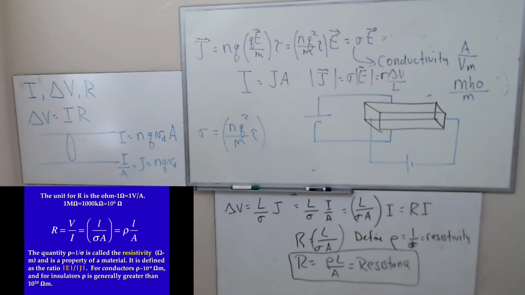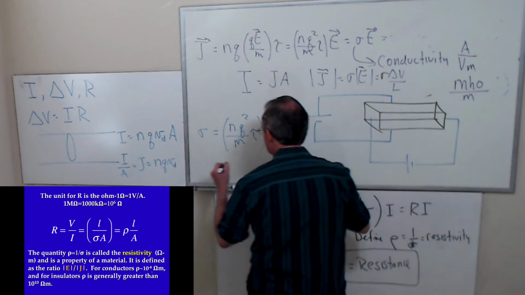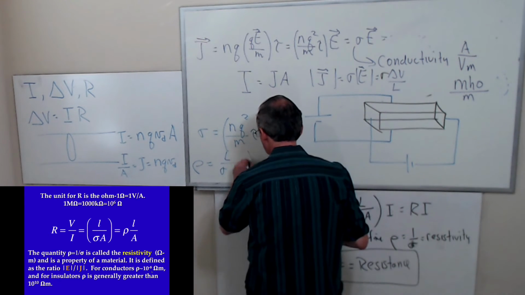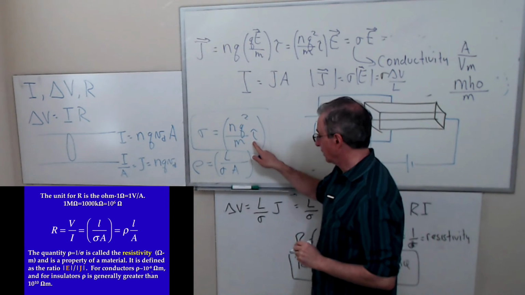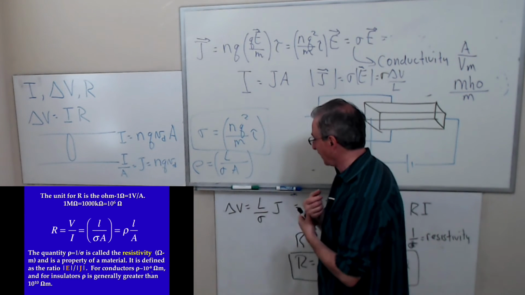So again, the unit for R is the ohm, like we said before, and typical units for a resistance are either megohms or kiloohms. Resistances in ohms produce large currents. The quantity rho that I show there is called the resistivity. This rho is L over sigma times A. And again, this sigma is obtained from a model. It's not accurate at all, because I'm neglecting quantum effects.